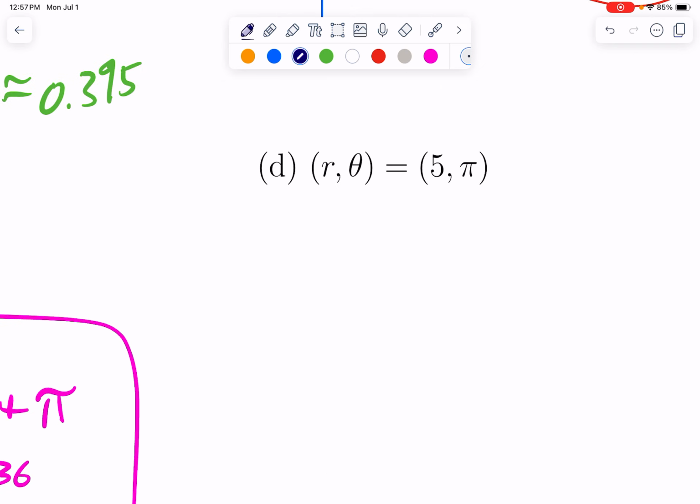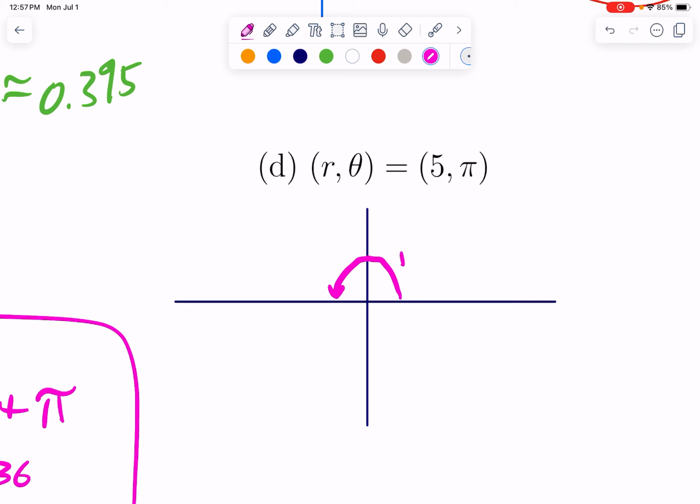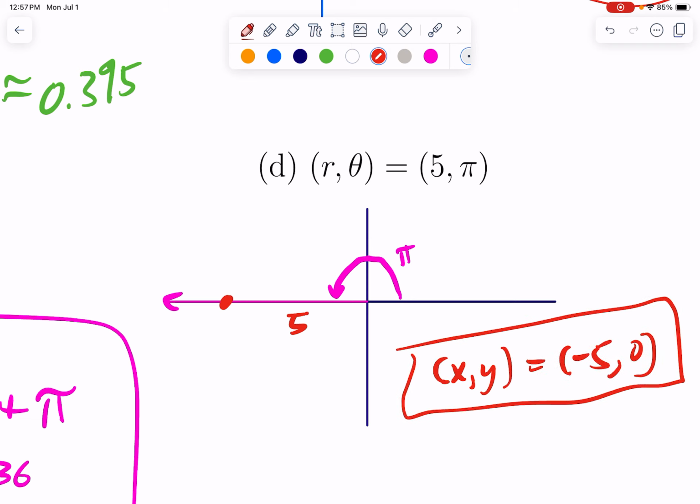So here, r is 5 and theta is pi. Let's think about the direction first. A direction of pi is like so. So we are pointing straight left. And then we are going 5 units in that straight left direction. Well, that's the point that we would usually think of as x equals negative 5 and y equals 0. We don't really need the formulas here. We're just drawing the picture and making sense of it.